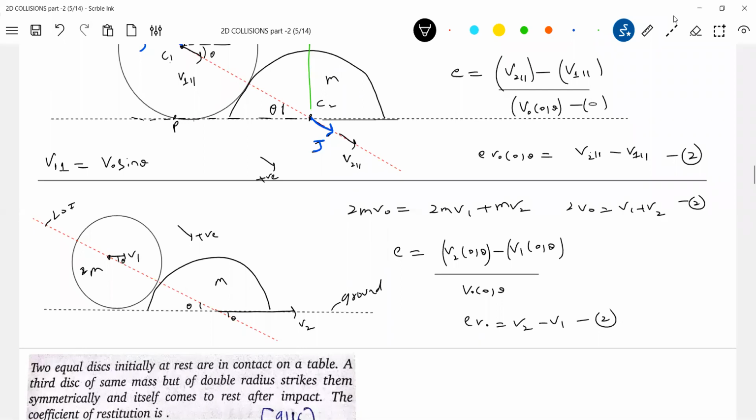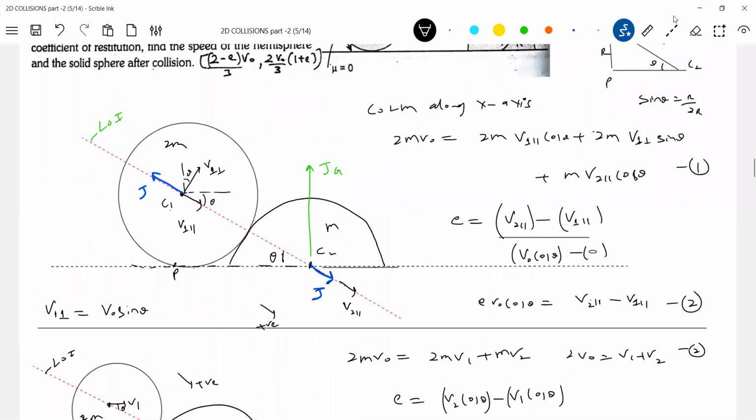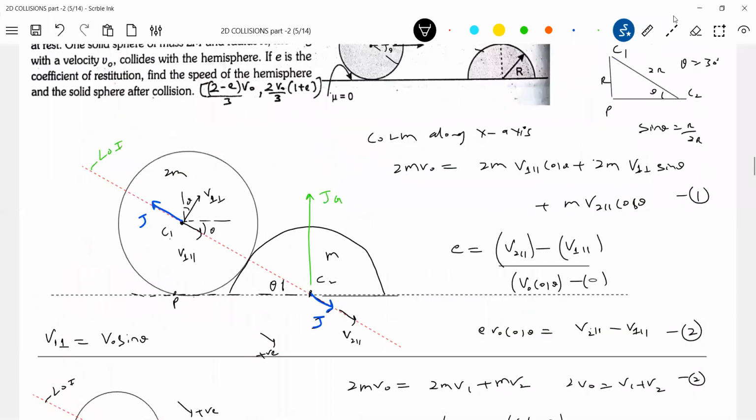No, there's a difference in answers. Sir, what's wrong in thinking like this? Because the very basic assumption itself is wrong. You are just assuming that the hemisphere will move like this. No, the ground will not permit the hemisphere to move like this. So here is where we went wrong. I'll just retain this, because when two-dimensional collision comes, you have to be very careful. Wrong assumption.